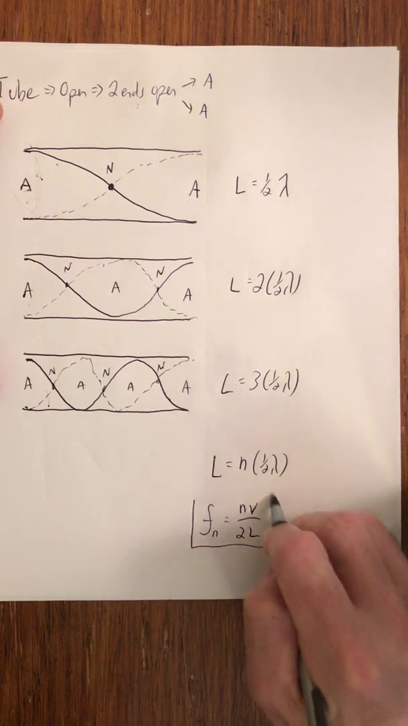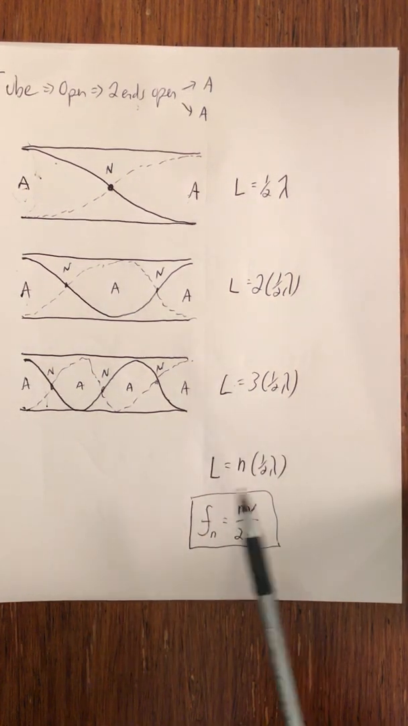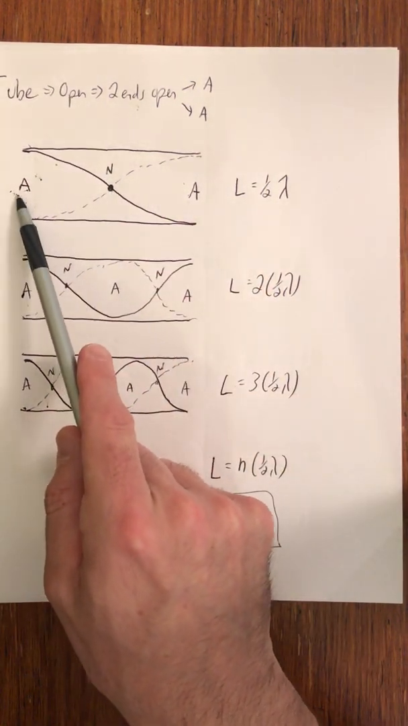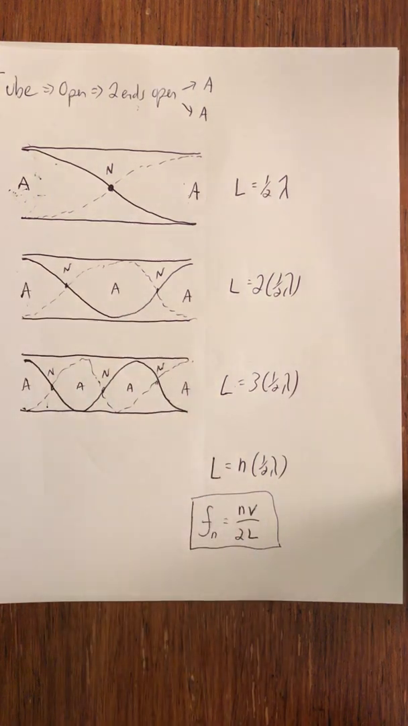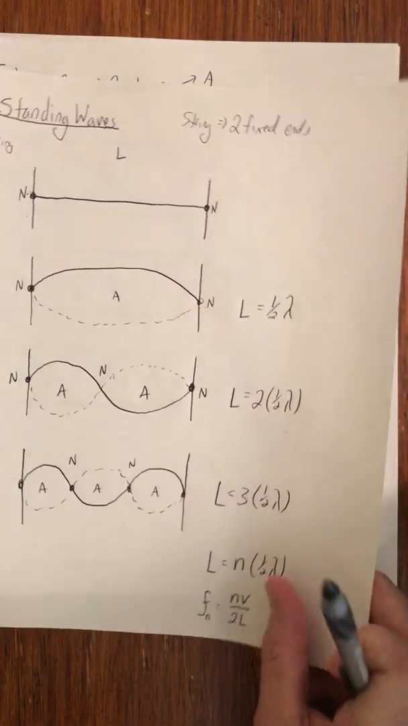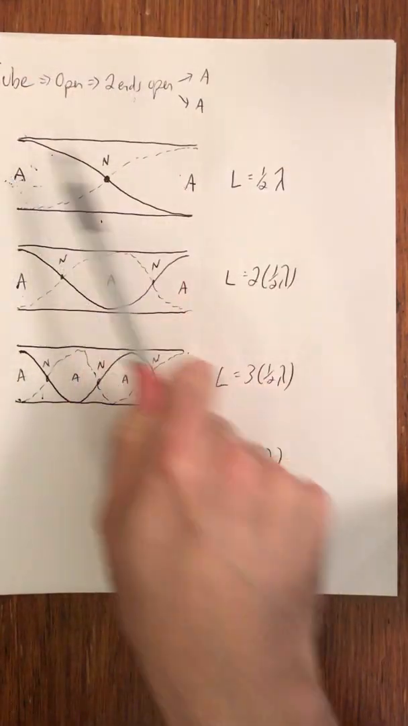Well, why is it the same equation as the strings? Well, it's the same equation as the strings because the boundary conditions are the same on either end. Now, I'm not saying the boundary conditions of the tube are the same as the boundary conditions of the string. It's that here it's node to node, and here it's antinode to antinode.